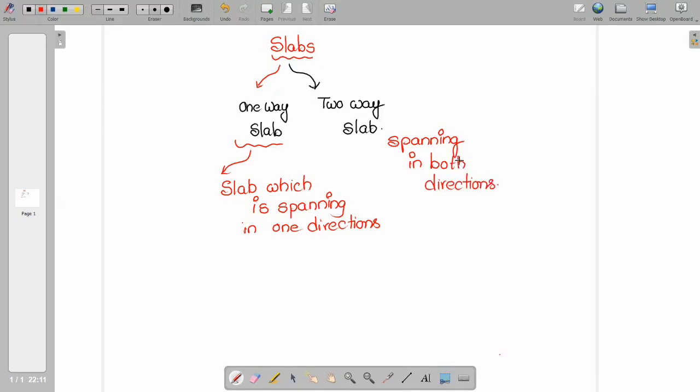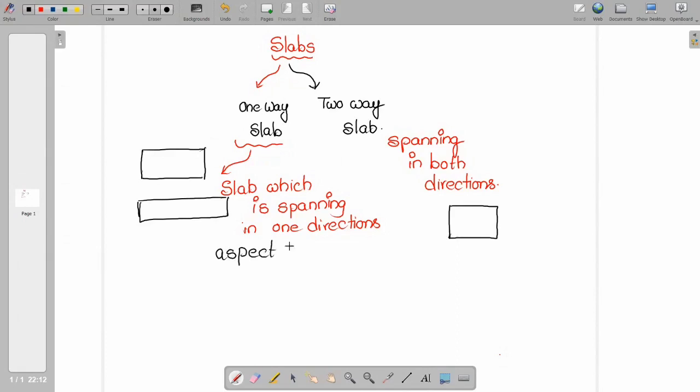Now see, students, is it clear? One-way slab means a slab spanning in one direction, two-way slab a slab spanning in both the directions. Suppose it is a one-way slab, it will be spanning only in one direction like this. In a two-way slab, it will be spanning in both the directions. For this, we will study a ratio called the aspect ratio.